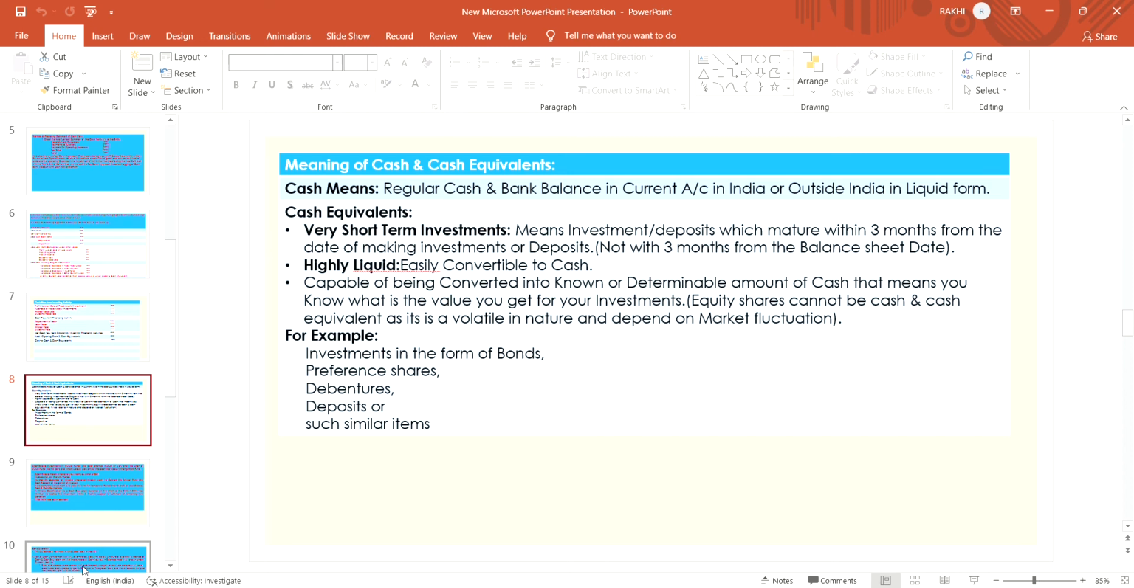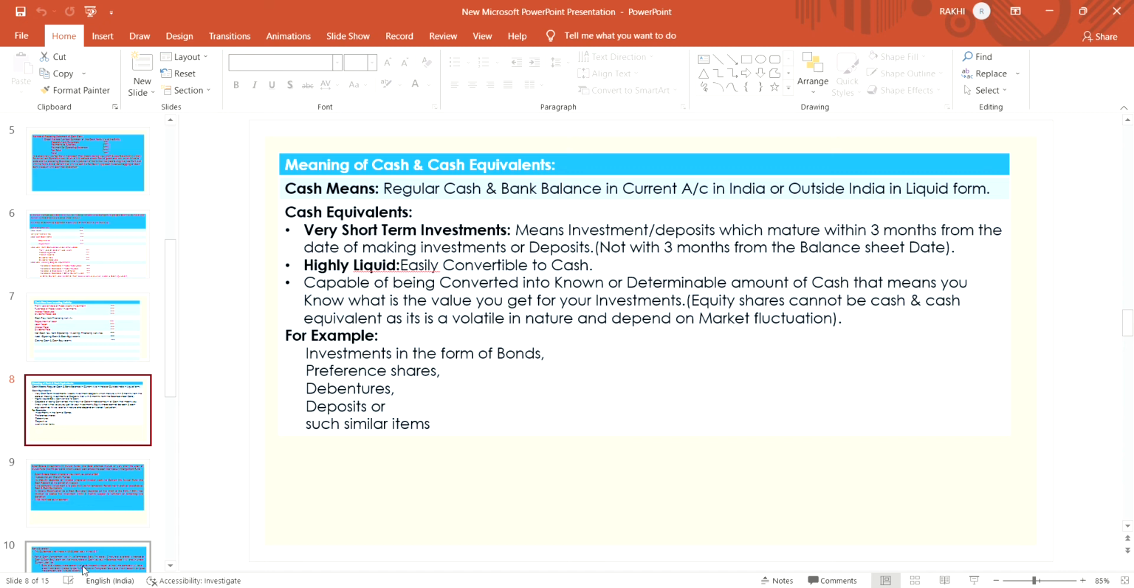But for current asset purposes, it will be taken as a current asset, but it will not be taken as cash and cash equivalent. This example is taken as a current asset, which will be realized within 1 year. But for cash and cash equivalent, because it was made in January and matures in April, it will take almost 4 months to mature. So this is not a cash and cash equivalent. Very short term means investment or deposit which matures within 3 months from the date of making investment, not from the date of balance sheet.